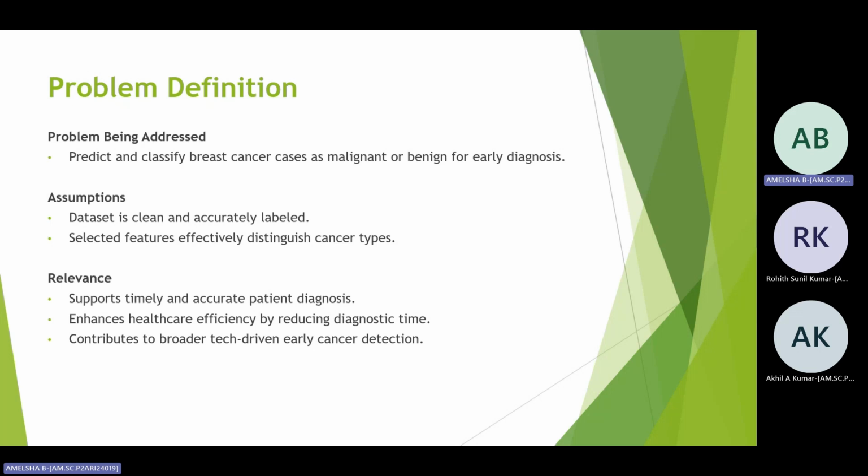Then the problem definition. The problem being addressed here is to predict and classify breast cancer cases as malignant or benign for early diagnosis. For this, we are taking two assumptions. The first one is our dataset is clean and accurately labeled. The second assumption is selected features effectively distinguish cancer types.